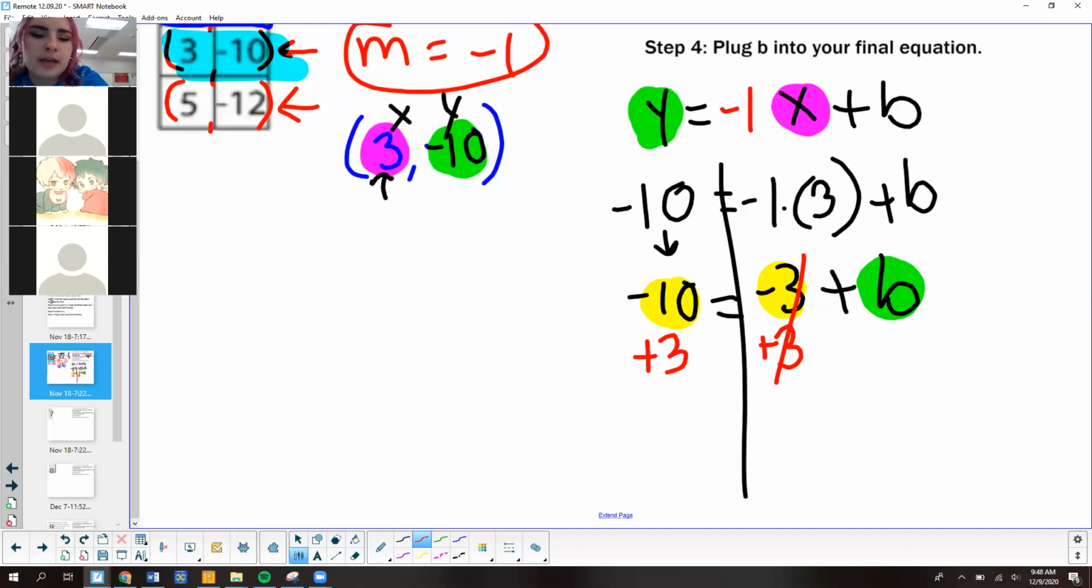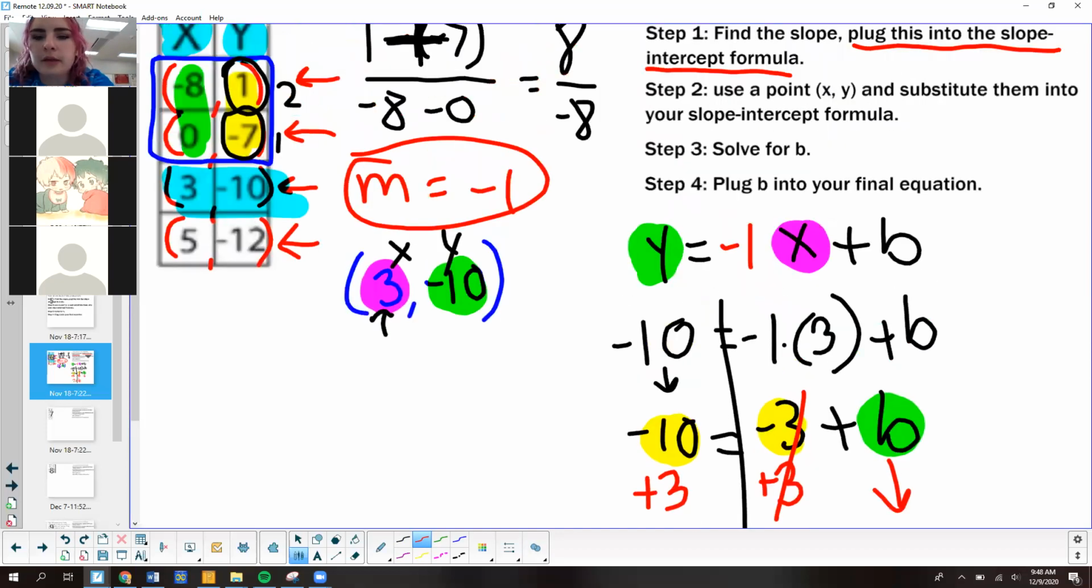And whatever you do to one side, you've got to do to the other side. So I've got negative 10 plus 3. That's going to get us negative 7 equals b. Because remember, I'm just bringing down my remaining variable. So I solved for b.